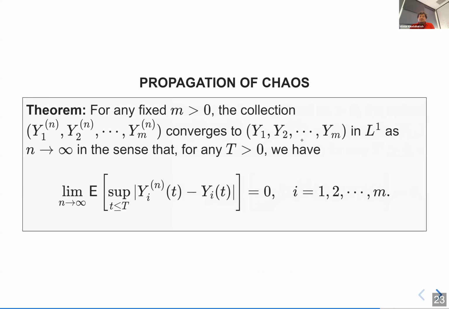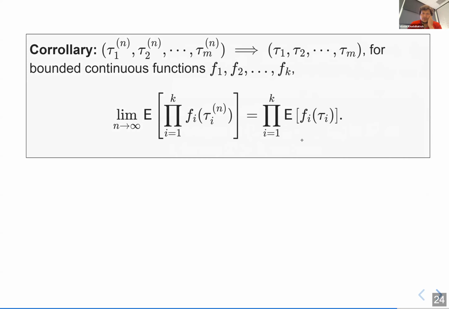And you can actually prove that if I look at any finite collection of particles in the original interacting particle system, say if m is fixed, as n increases, they will converge to Y_1, Y_2 up to Y_m in L1 as n goes to infinity. In the limit, Y_1, Y_2, Y_m, we know that they're independent. So this basically means that the original chosen m particles, even though they are dependent, in the limit will be independent in the L1 sense.